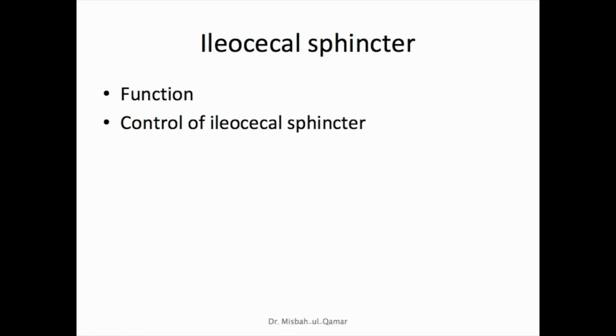Next is the ileocecal sphincter. It is formed by a thickened circular muscle in the wall of the ileum. It extends for several centimeters immediately upstream from the ileocecal valve. Normally, the sphincter remains mildly constricted to slow the emptying of ileal contents into the cecum.